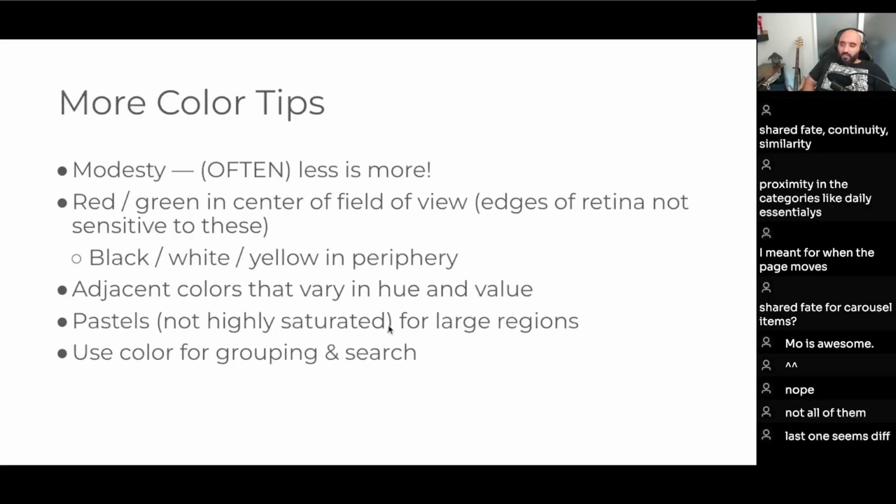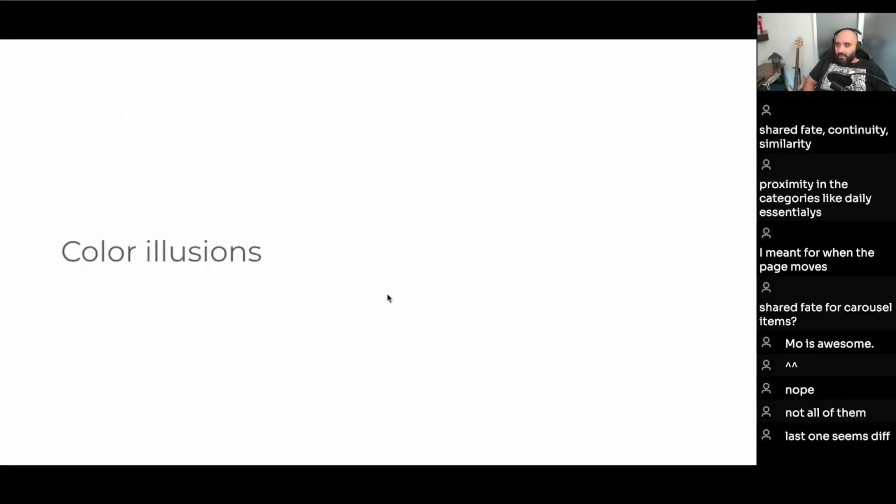And it's really good to use color for grouping things and helping with search. So you want to highlight things using color, so then people can go and detect shapes and sizes and stuff like that. But color illusions also happen.